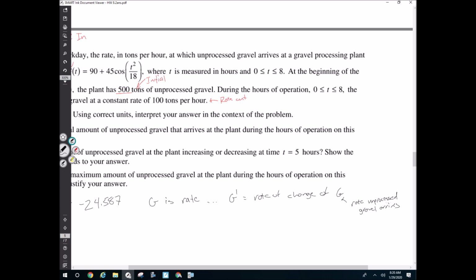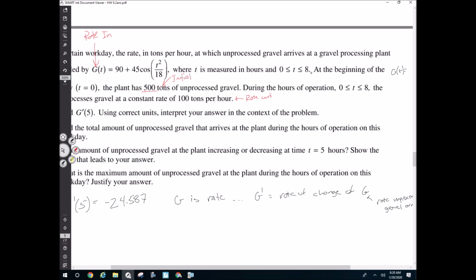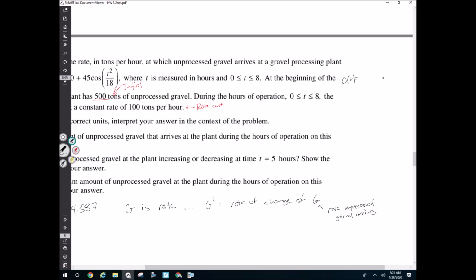The units: the rate G of t is already in tons per hour. If I take the derivative of this with respect to t, you end up with tons per hour squared. It's like an acceleration. So that would be the correct units.